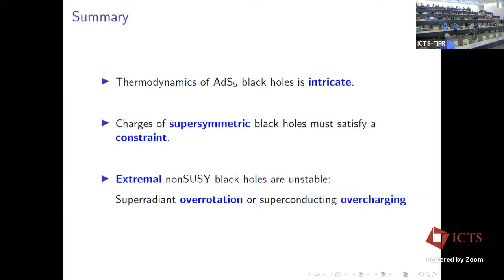This constraint that you had for the supersymmetric one, is there something similar in AdS4? Yes, it's in all of them, including in AdS3. But in AdS3, it's so boring, a little bit like the asymptotically flat black hole, where it's like J equals 0. That's a constraint, it's an equation, but it's a really boring equation.